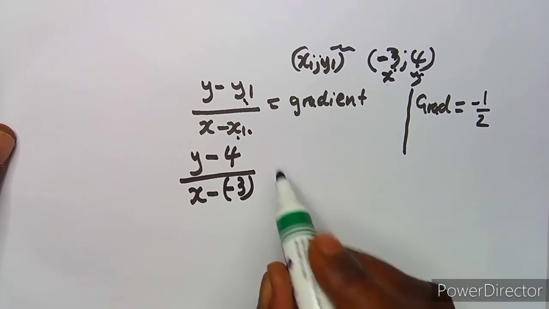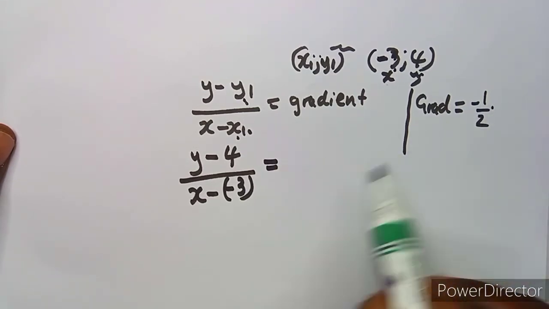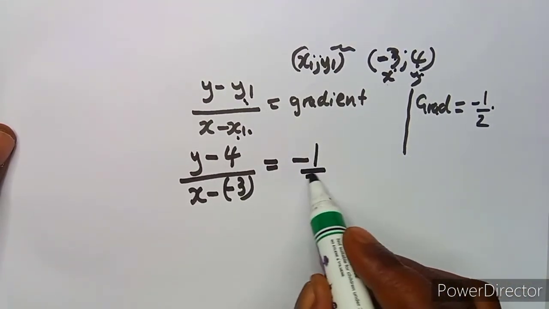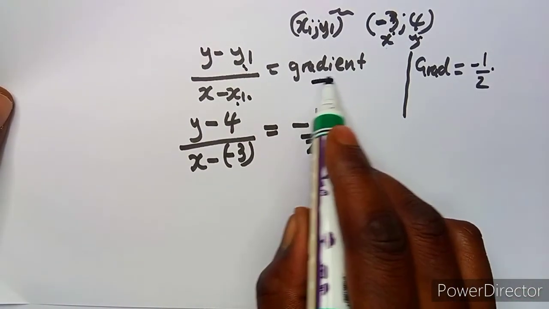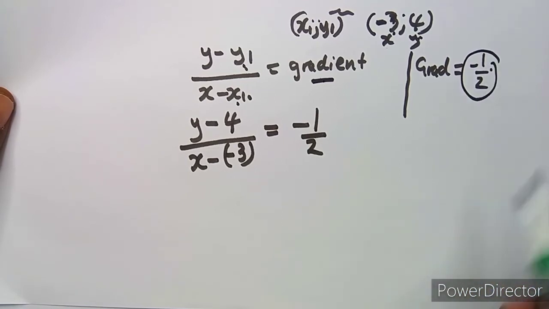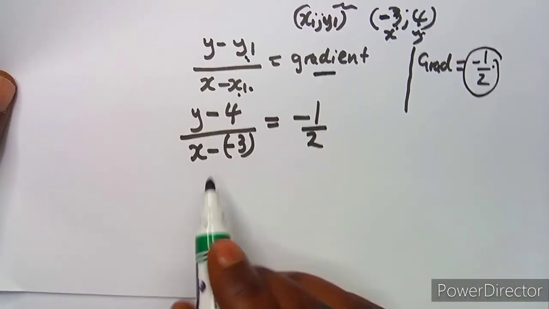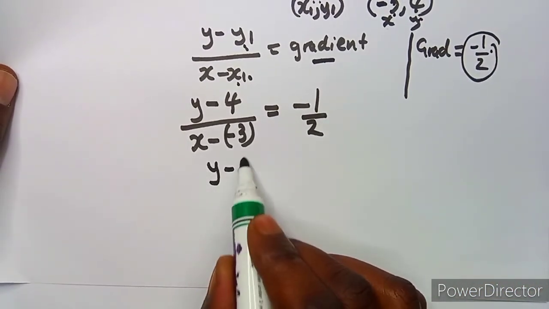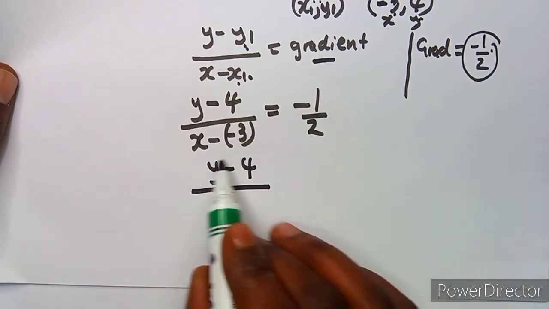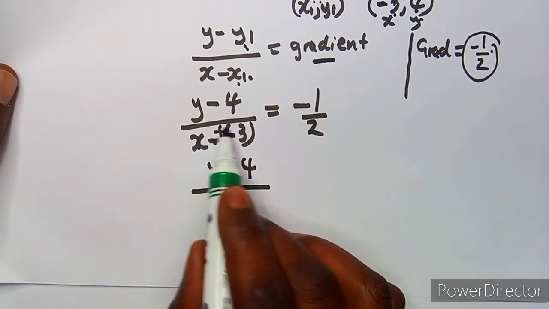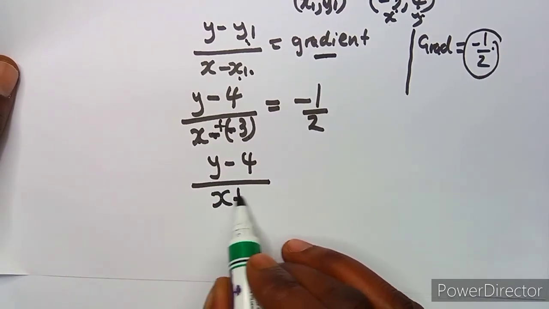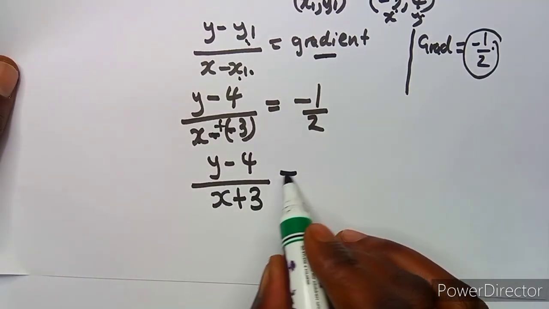So as you can see, it's a familiar working again, which is equal to minus half like that. Okay, you equate to the gradient. Your gradient is minus half. So you're going to obtain y minus 4 like this over x minus minus 3. So minus and minus, that's a plus, so it's going to be x plus 3 like this, which is equal to minus half.